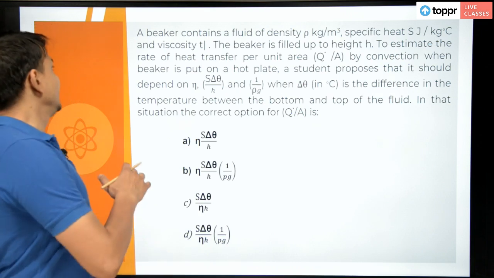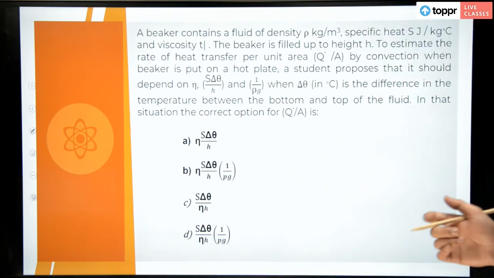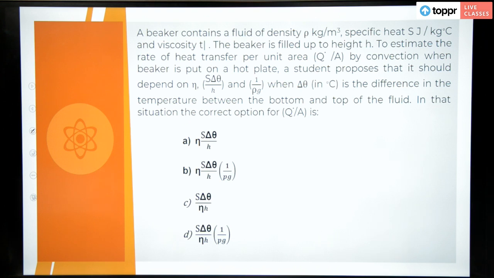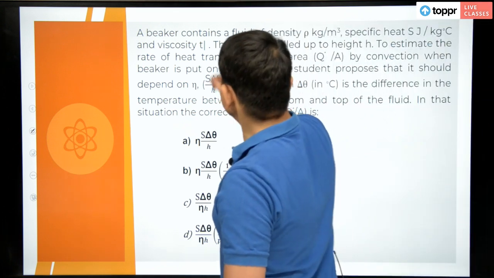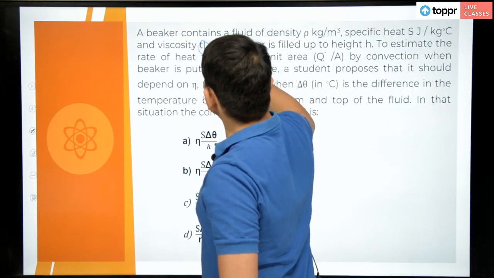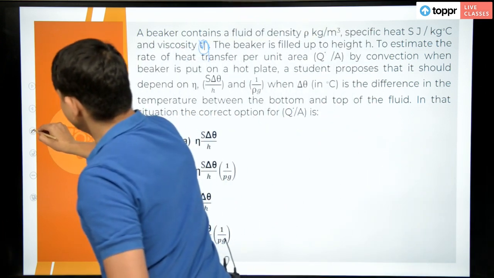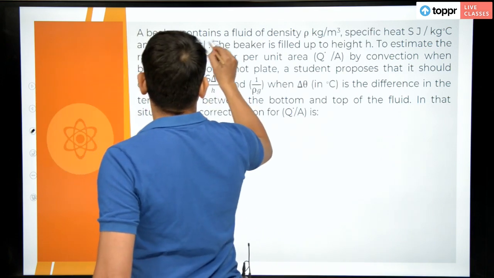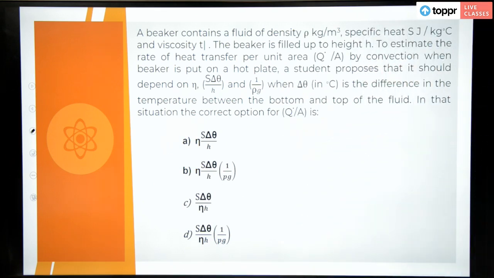This is a question I would like you to see and you can solve it by yourself. A beaker contains a fluid of density rho kilogram per meter cube, specific heat S joule per kilogram per degree C, and viscosity, let us say, eta. It is not written properly here, it should be something like this. So, viscosity is eta.